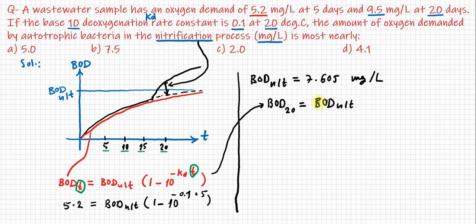Now we can apply this equation again for T equals 20, and this will be our BOD ultimate, which we just calculated here, times 1 minus 10 to the power minus 0.1 times, and now T here is 20. And this will give us our BOD 20 as 7.529 milligram per liter.